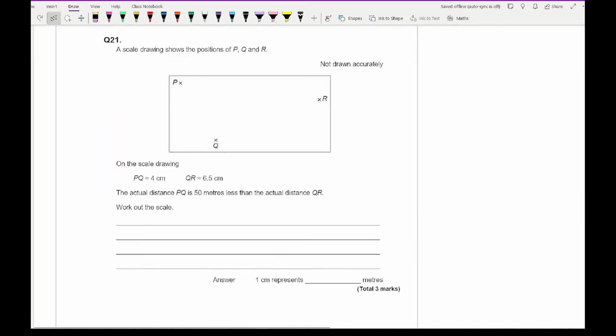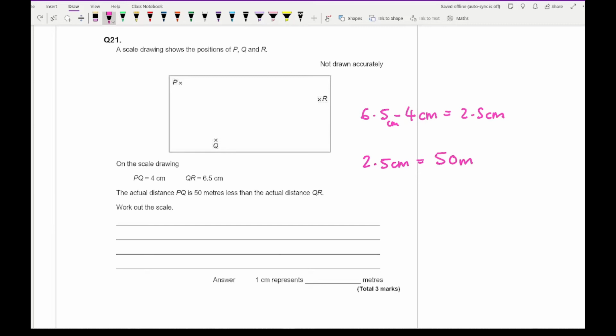Now for question 21, it says that a scale drawing shows positions P, Q and R. On the scale drawing, P to Q is 4 centimeters, Q to R is 6.5, and the actual distance P to Q is 50 meters less than the actual distance from Q to R. Work out the scale. So for this, what we need to do is first of all subtract the two lengths. So it's going to be 6.5 take away 4 centimeters, which equals 2.5 centimeters.